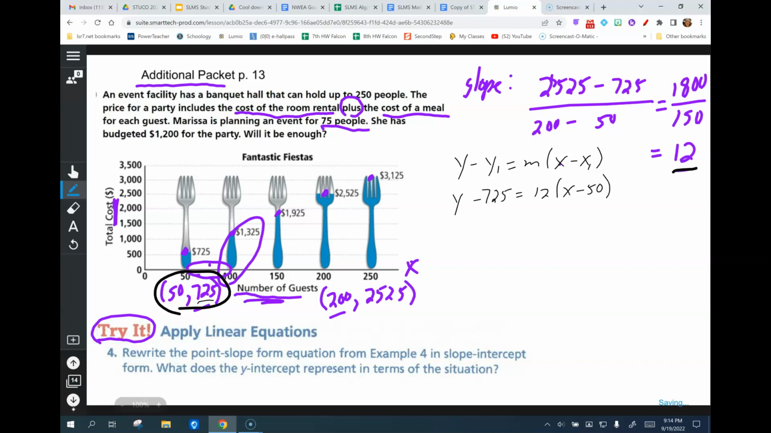Okay, that's my equation. I can have it in point slope, or I can change it to slope intercept. It really doesn't matter which one I use. What they're asking about is we have 75 people. Is $1,200 going to be enough? In other words, if I have an x value of 75, is my y value going to be 1,200 or less? Okay, so let's plug it in. Y minus 725 is equal to 12 times 75 minus 50.